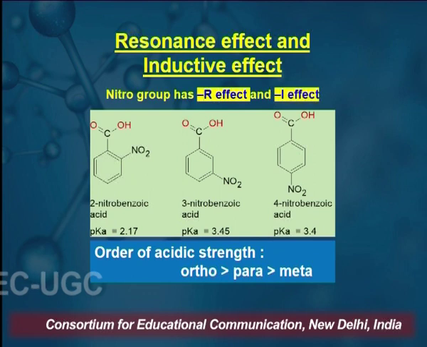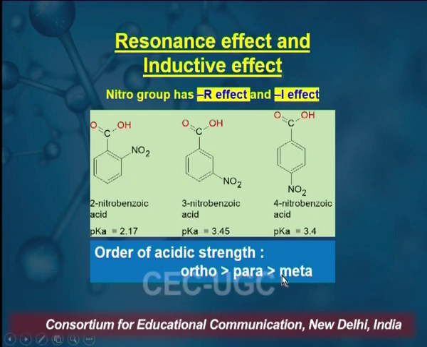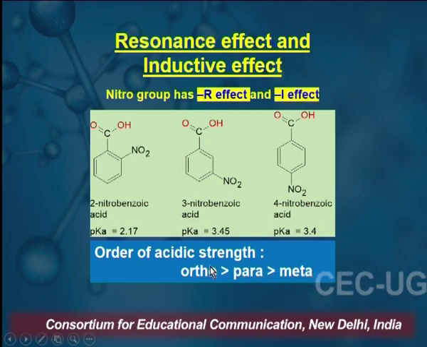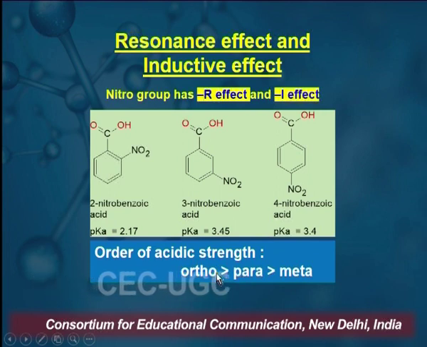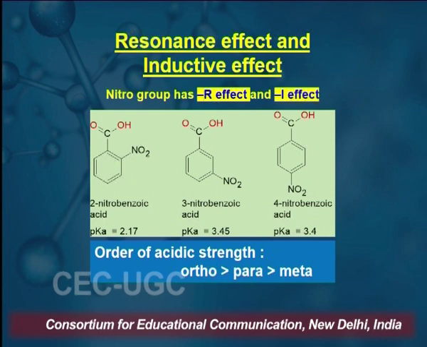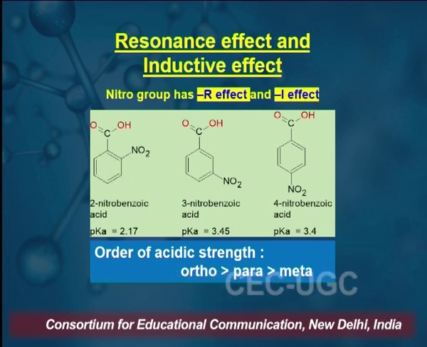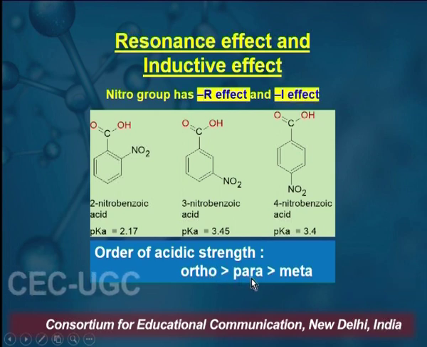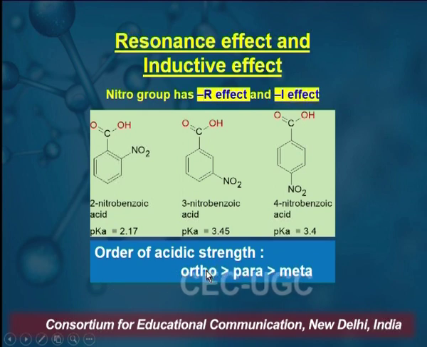Now, minus R effect has governed the acidic character of ortho and para more than meta. Now, I have to see which of ortho and para will be more acidic. For this purpose, the inductive effect, the minus I effect, will come into picture. As the inductive effect is distance dependent, the electron withdrawing minus I effect will be observed maximum at ortho and lesser at para. So, out of ortho and para, ortho will be more acidic, then para and then meta. So, that is the order of acidic strength in ortho, meta and para nitrobenzoic acids.